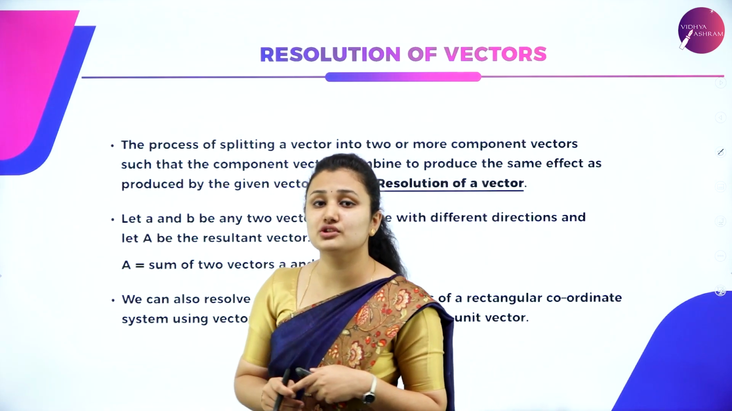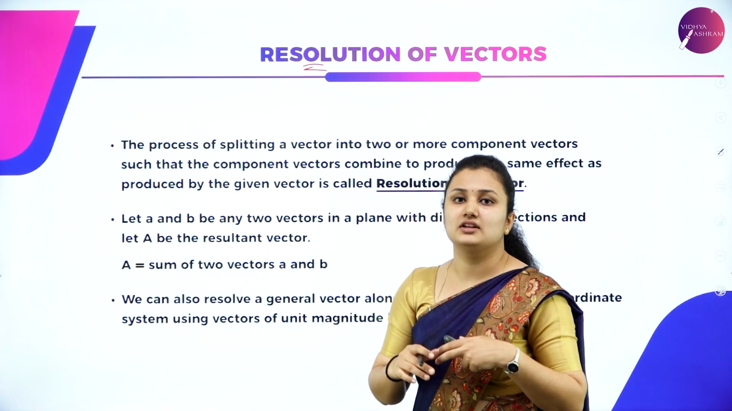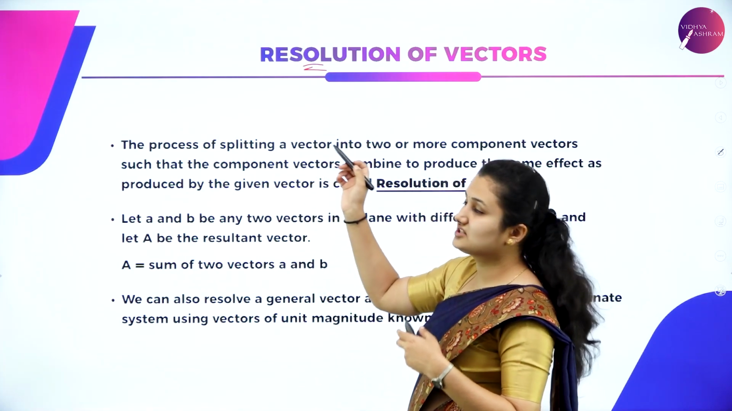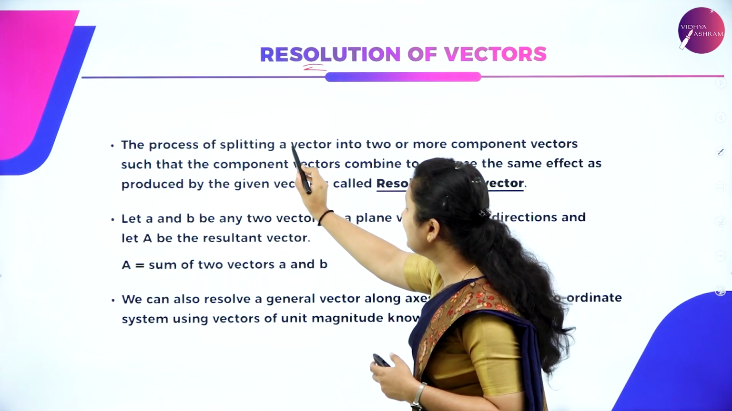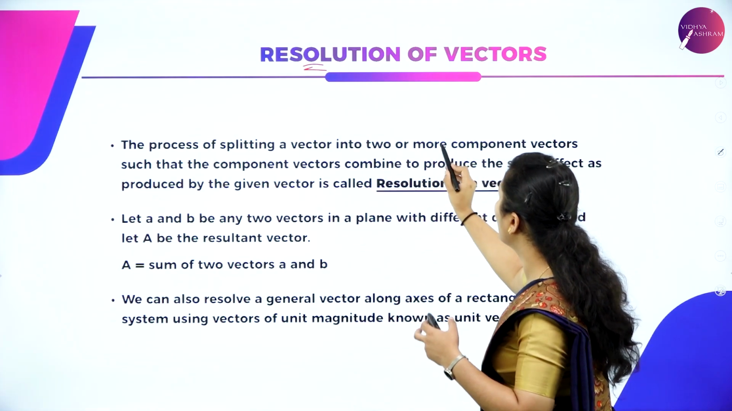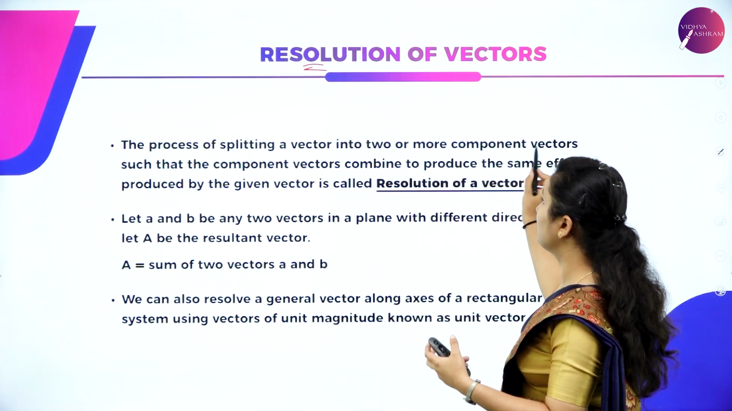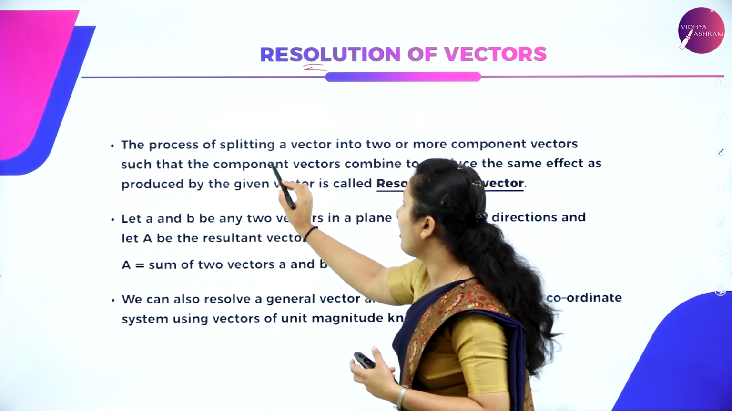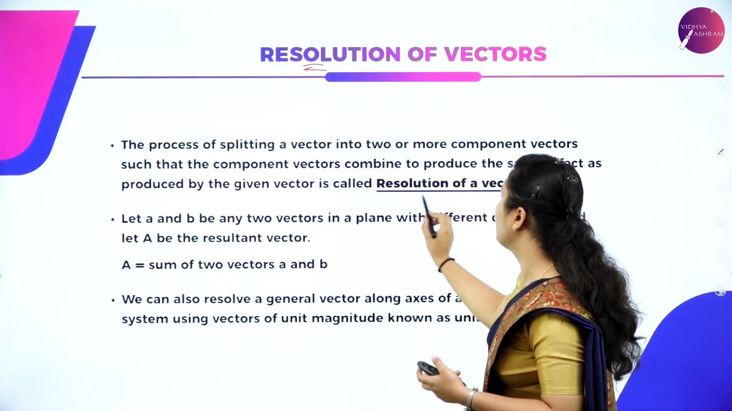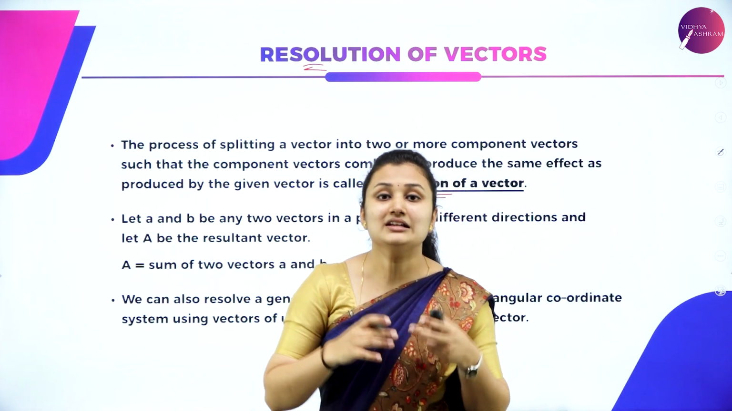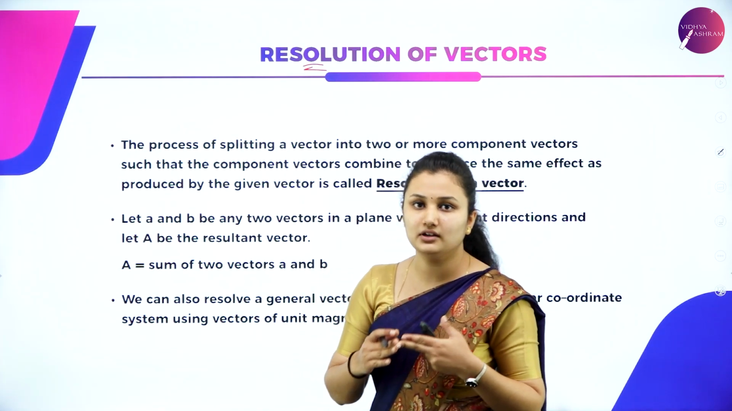Next, we have resolution of vector. What do you mean by resolution? Splitting up, or dividing a vector into its components, is called resolution. So let us read the definition. The process of splitting a vector, say vector A, into two or more component vectors, such that the component vectors combine to produce the same effect as produced by the given vector, is called resolution of vector. So resolution is nothing but splitting up or division of vectors into constituent components.